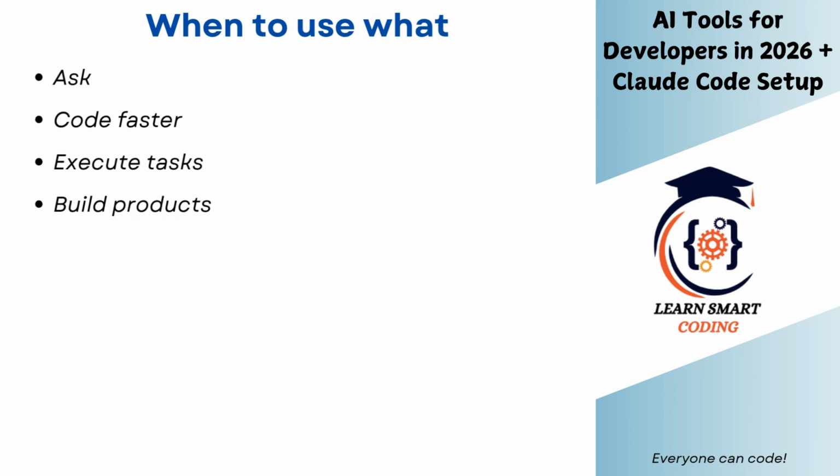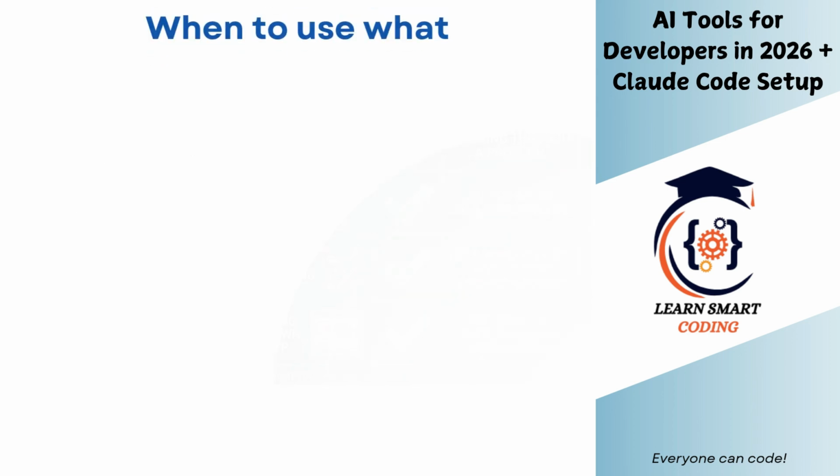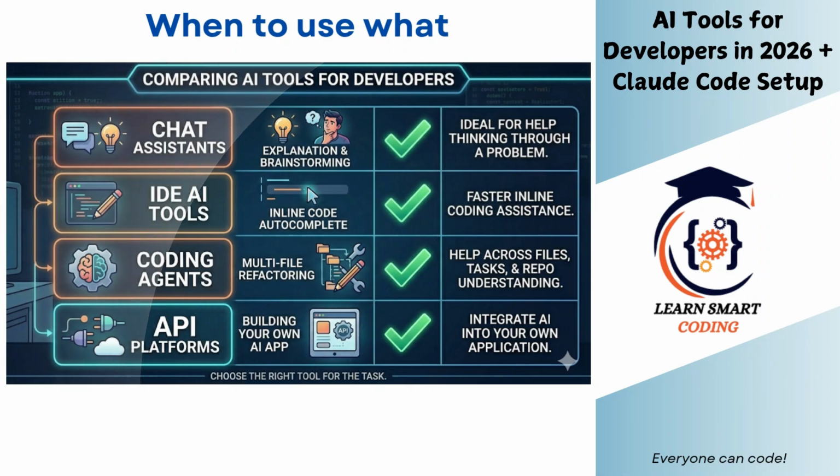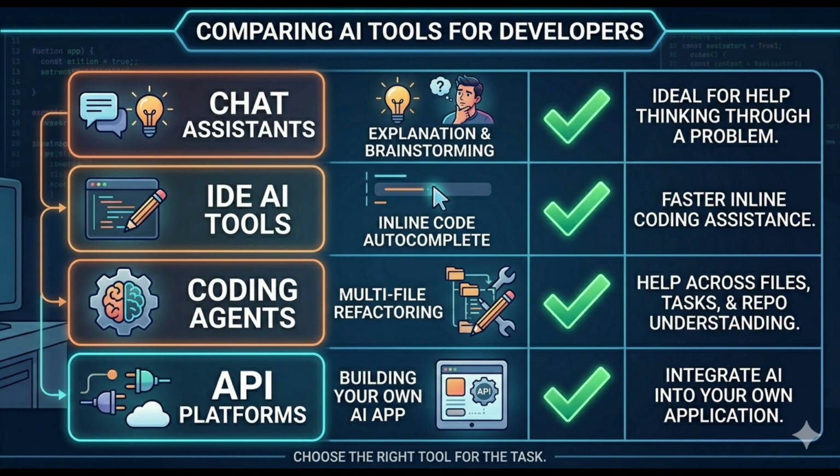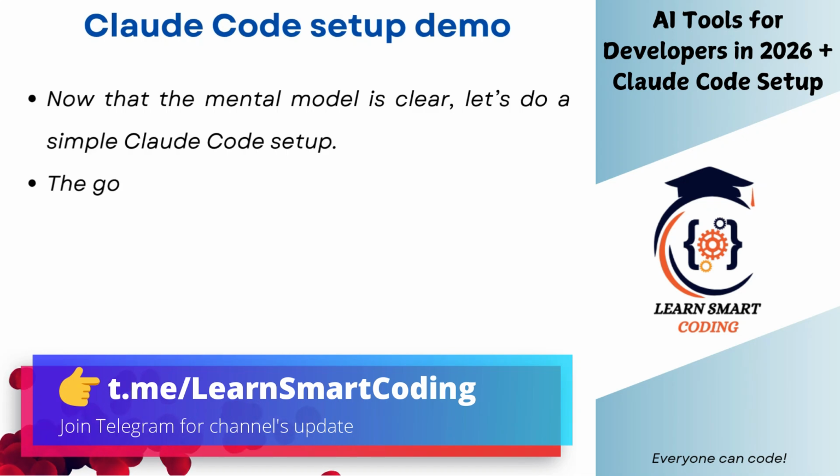When to use what? Here is a practical way to think about it. Use a chat assistant when you want explanation, ideas, or help thinking through a problem. Use an IDE AI tool when you want faster inline coding help. Use a coding agent like Claude Code when you want help across files, tasks, or repo level understanding. Use an API platform when you want to build AI into your own application. Now let's get into the Claude Code setup demo.